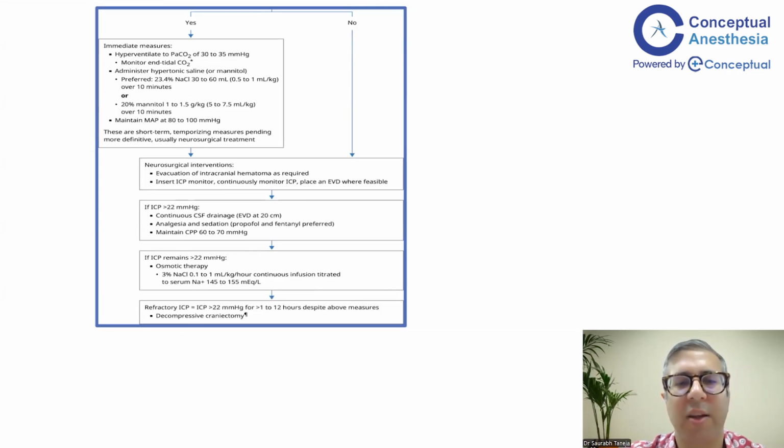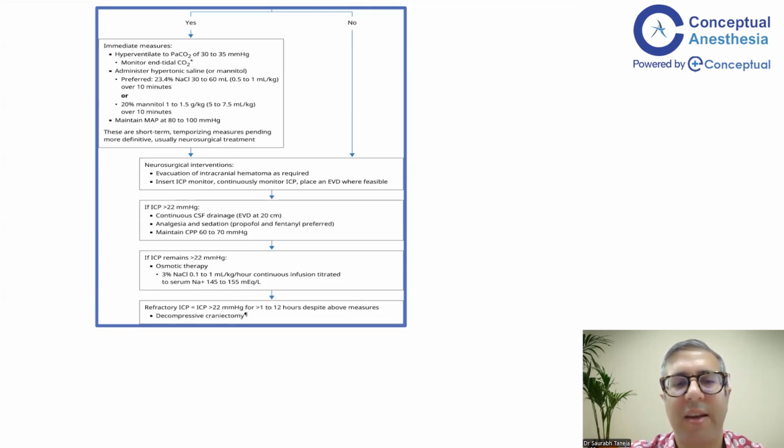and monitor the ICP along with the placement of an external ventricular drain, EVD. Then if ICP is raised, they may need to drain the CSF continuously and maintain an EVD pressure of 20 centimeters. We have to be sure that the patient is having analgesia and sedation and maintain a cerebral perfusion pressure, that is mean arterial pressure minus the ICP, of around 60 to 70 millimeters of mercury.